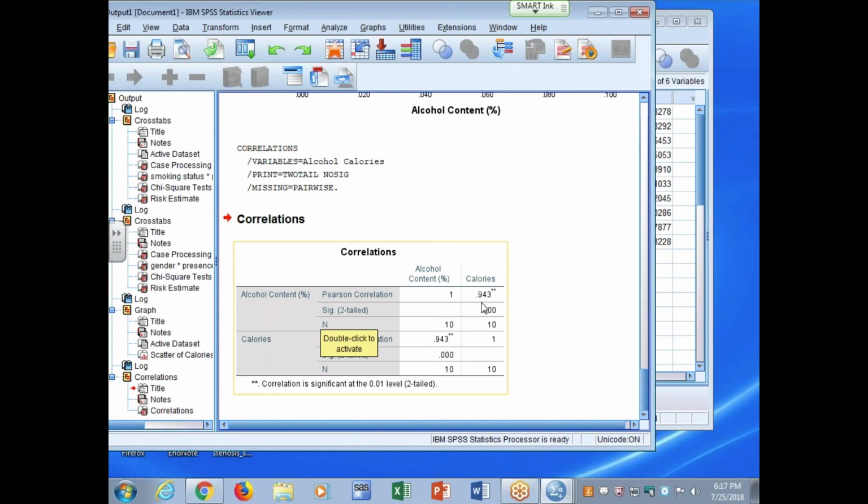So what would be an appropriate null hypothesis here? If I put it into words, the null hypothesis is that there's no association between the amount of alcohol in a beer and the calories in that beer. And the alternative would be that there is an association between them. But what would be even better is if I defined it in terms of the statistic, the correlation coefficient.